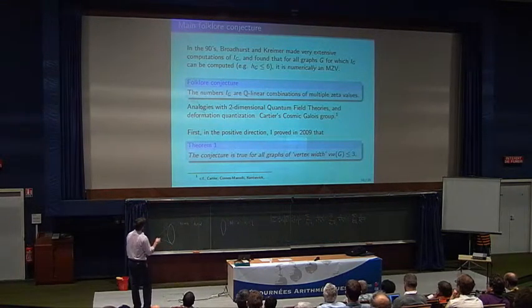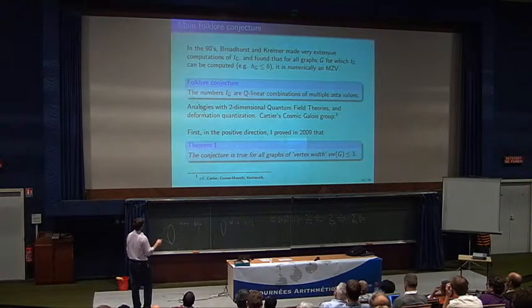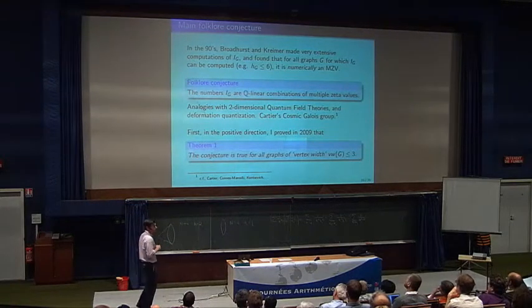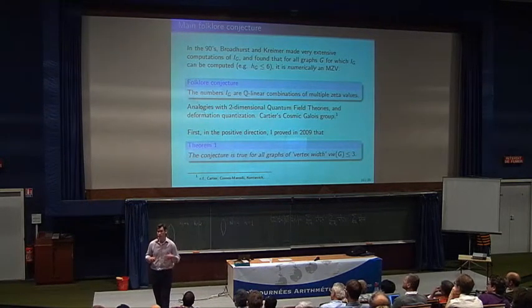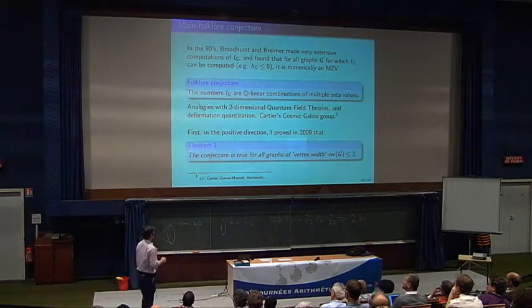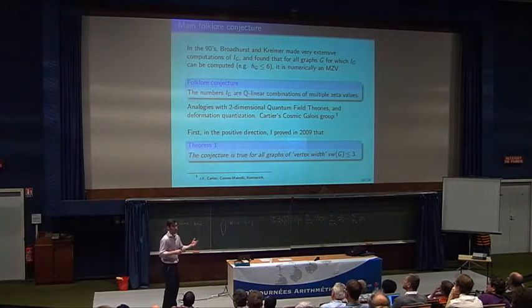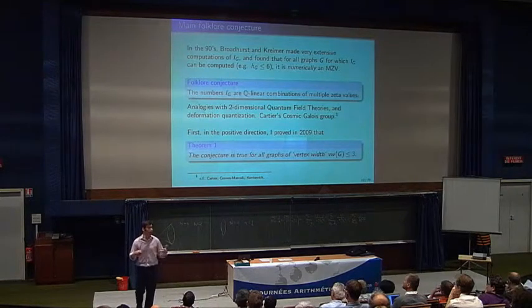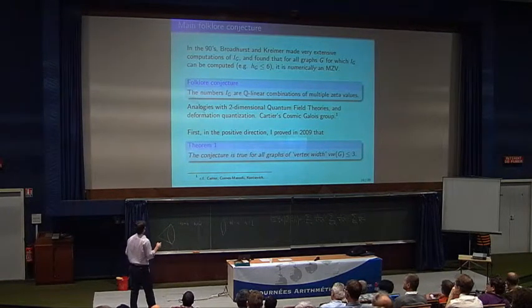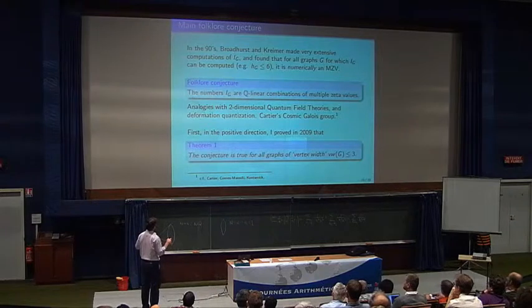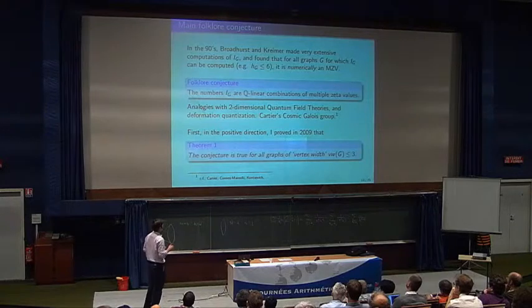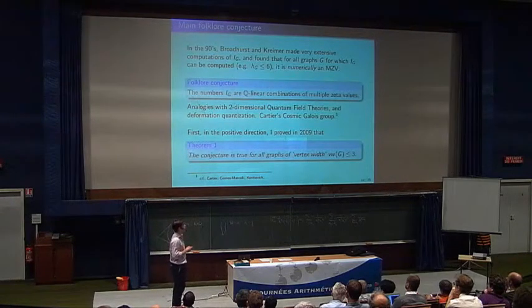So out of this very extensive numerical work, the following conjecture was born. I've called it a folklore conjecture because it's been reconjectured so many times over the history of this subject by so many different people that it doesn't really make sense to attribute it to anyone. And the conjecture, which is totally reasonable, given the evidence, is that these integrals are always Q-linear combinations of multiple zeta values.